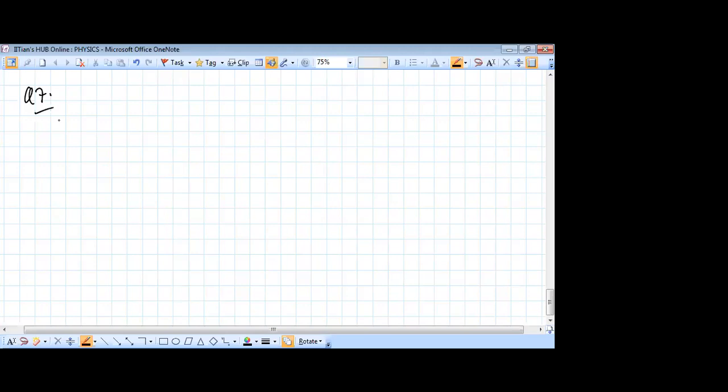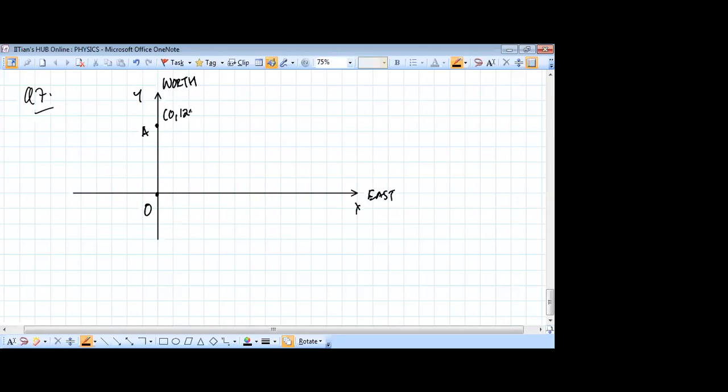The 7th question is like this: you have a ship which is standing at a point O, and sets out to sail to a point A, which is 120 kilometers north of O. Let's say this is the point from which the ship is supposed to set sail. So the point A is to the north, which I am taking as my y-axis, and east I am taking as my x-axis. So A is 0, 120 kilometers in terms of coordinates.